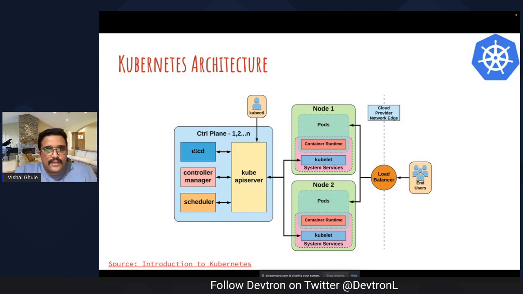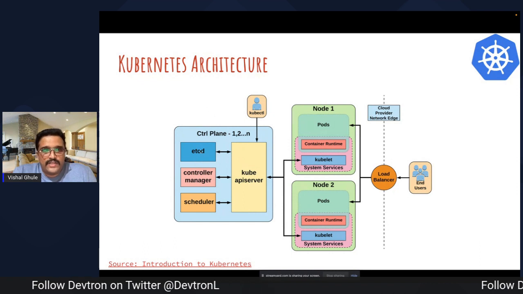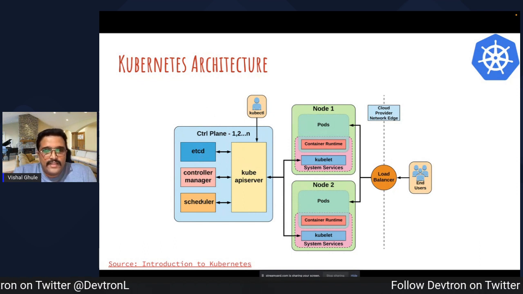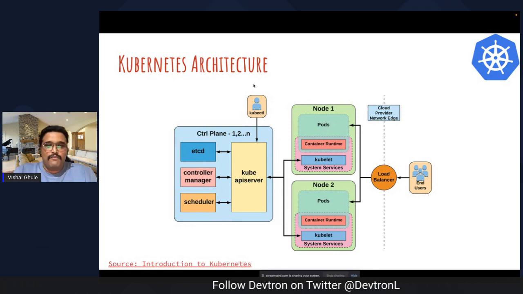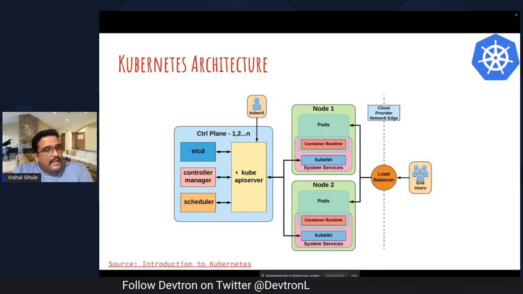Now these are the components of the master nodes: etcd, controller manager, scheduler, and kube API server. We will talk about every component one by one.